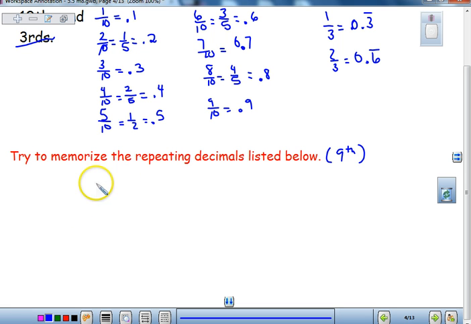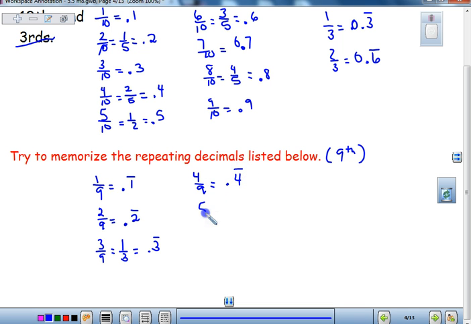And someone said, the ninths, I don't know those. 1/9. These are your repeating decimals. 1/9 is 0.1 repeating. 2/9 is 0.2 repeating. 3/9, you already know this one. It's a third, 1/3. That is your 0.3 repeating. Then you have 4/9, and I'm betting you can guess that that's probably 0.4 repeating. You have 5/9, which is 0.5 repeating. 6/9, recognize it, it is 2/3 in simplest form, 0.6 repeating.